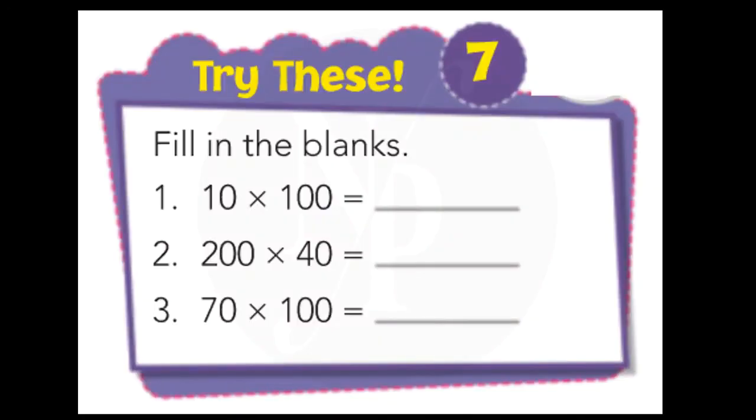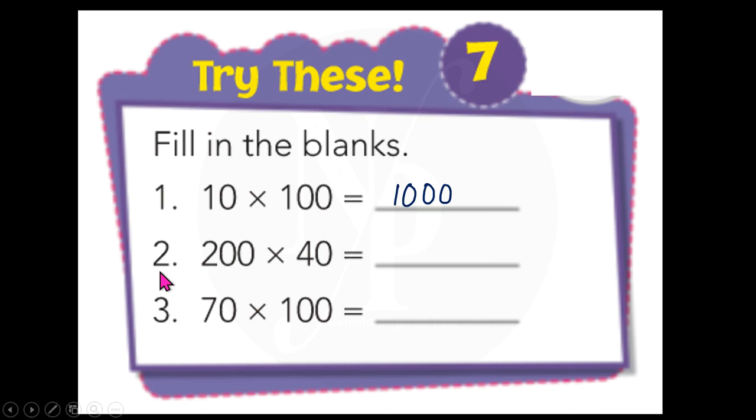Try this number 7. Fill in the blanks. Question number 1. 10 into 100. So what we do now is we multiply non-zero digits, that is 1 into 1. 1 into 1 is 1. 1 ones are 1. And how many zeros we have? 1 here and 2 here. So 1 plus 2 is 3. So we put 3 zeros to the right of 1 here. 1, 2, 3. Therefore, 1000 is the product of 10 and 100.